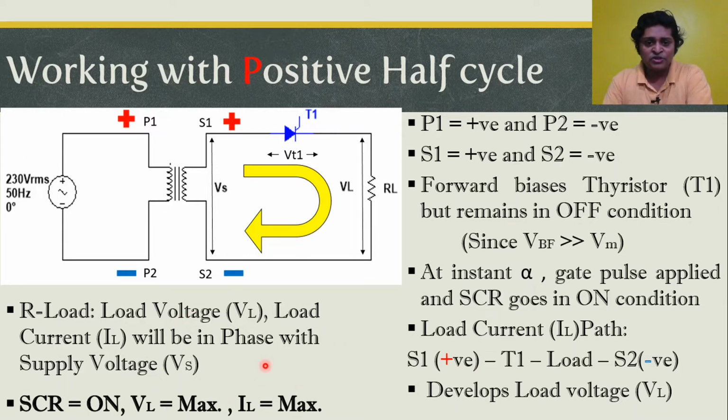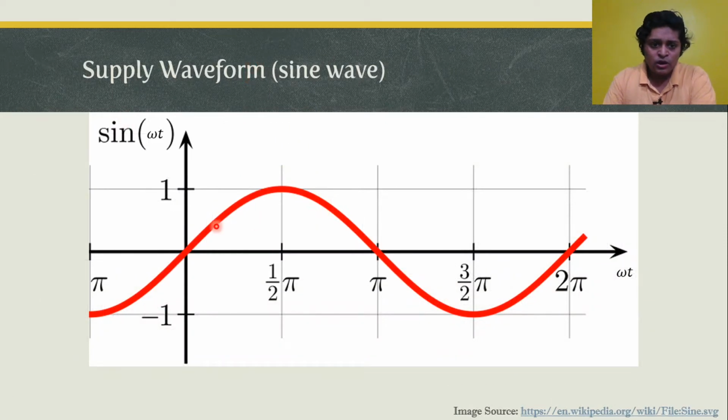Now let's see what happens with the waveform. As we have applied the positive half cycle, at the instant alpha we have applied a gate pulse to the SCR. This allows the SCR to go into on condition. As soon as the SCR goes into on condition, obviously it will conduct. This SCR will conduct from the instant alpha to pi.